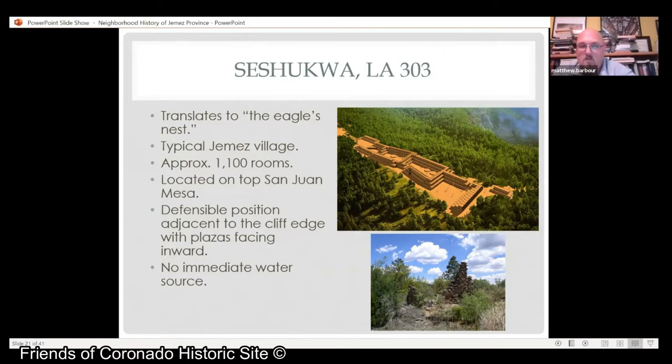And sometimes it's known as San Juan Pueblo. Archaeologically, it's known as San Juan Pueblo because it's on top of the San Juan Mesa. It has about 1,100 rooms. In fact, you can see some of those standing walls from those rooms. It's a picture taken about 10 years ago. I hope those walls are still standing. It's on a high defensible position with plazas facing inward onto the mesa top. There's no immediate source of water. It's really big and surrounded by forest. It's not necessarily what you think of when you think of desert peoples of the American Southwest. Instead, it's surrounded by large forested areas.